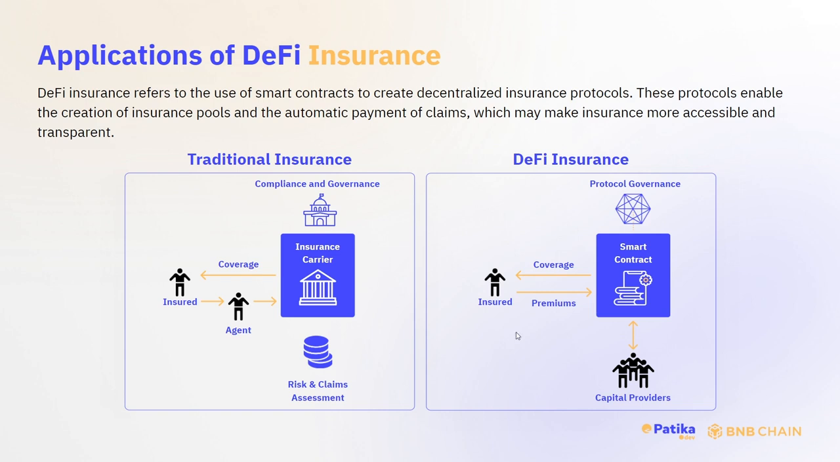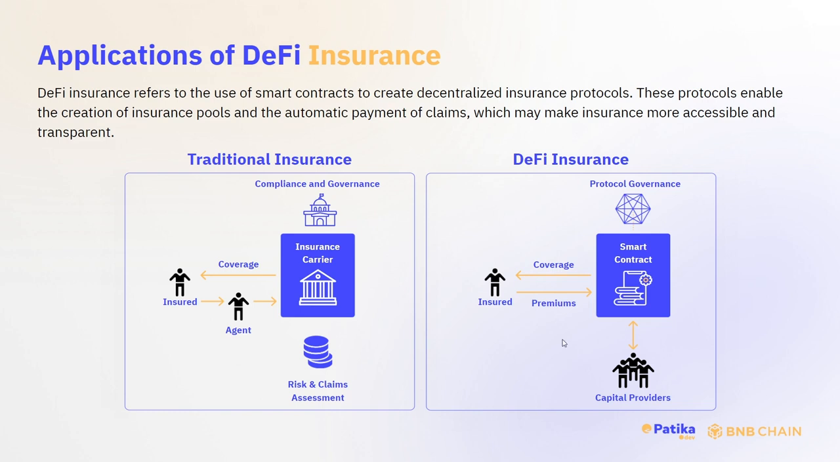Here, protocol governance refers to the process of managing and making decisions about the protocol, typically through a decentralized autonomous organization, also known as DAO, or other decentralized governance mechanism. And we have also seen smart contracts. They refer to a self-executing contract with the terms of the agreement between the buyer and seller being directly written into lines of code. Smart contracts are used in DeFi insurance to manage the insurance products, claims, and payouts.